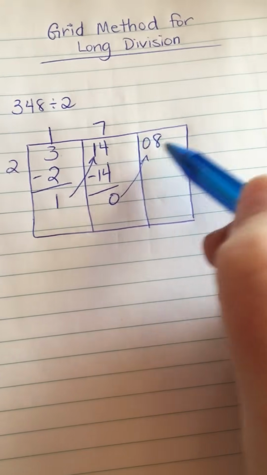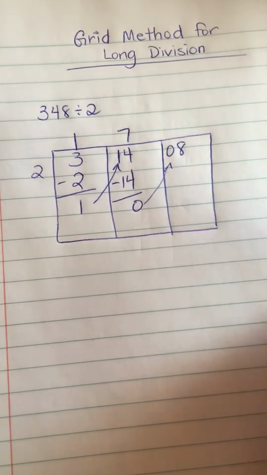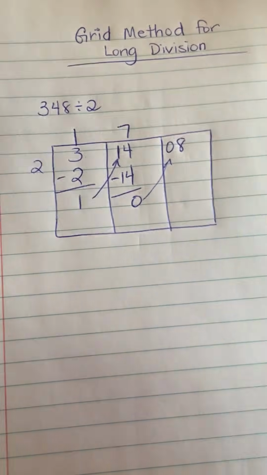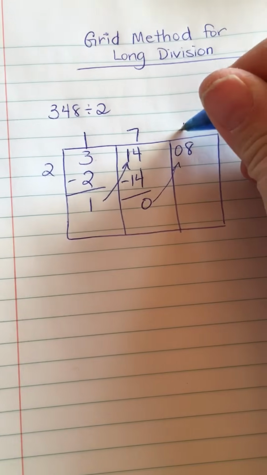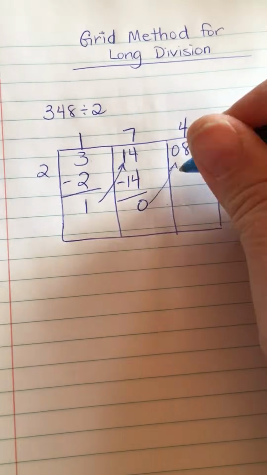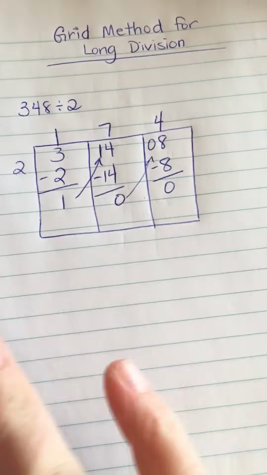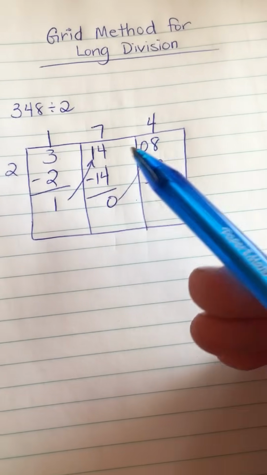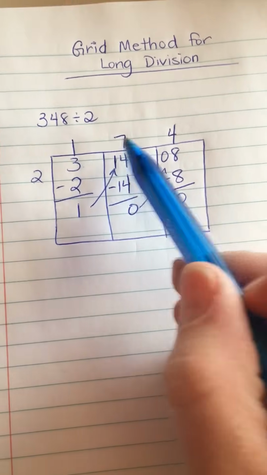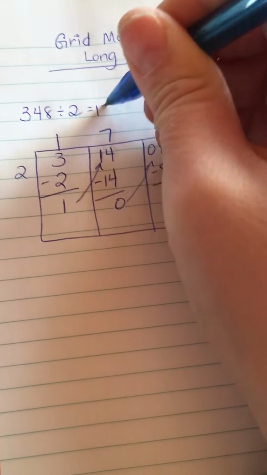Now, obviously, this does not change that number. It's still an 8. So how many times does 2 go into 8? 4 times. 4 times 2 is 8. So we'll subtract 8, and that leaves us with 0. So we're finished our equation. So our quotient is 174.